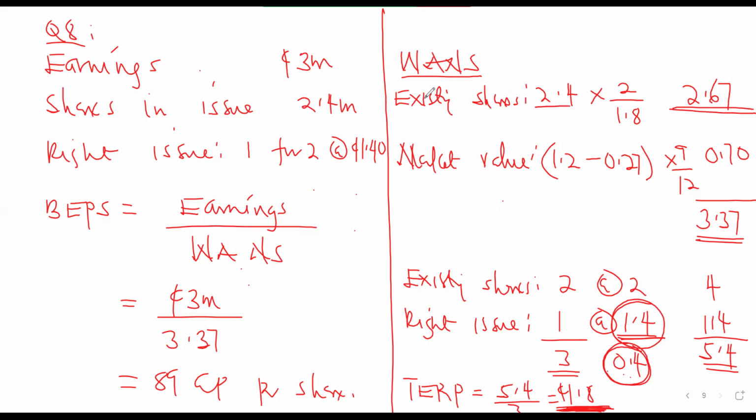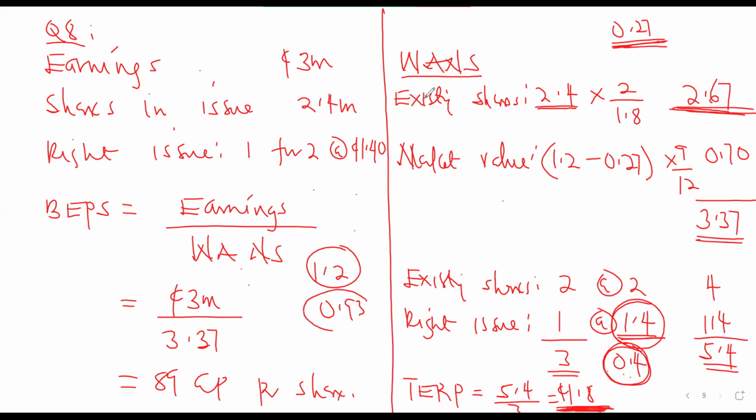The shares that you have from the beginning is 2.4. Now it is 2.67. So what is the difference? The difference is 0.27. That difference represents what? The bonus element of the rights issue. So if the bonus element is 0.27 and the rights issue shares is 1.2, what is the portion of the shares that have been issued at a market value? You just subtract your bonus issue from it and get your market value of 0.93.